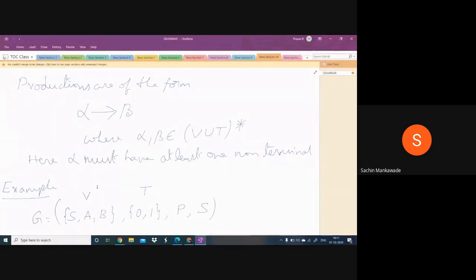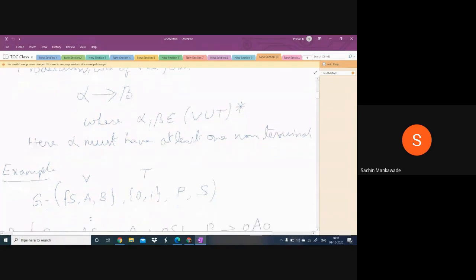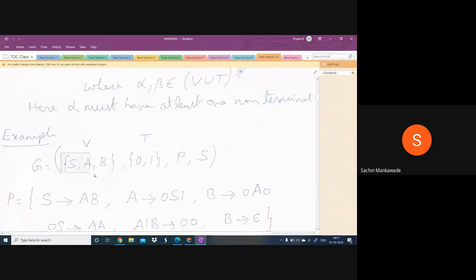Okay. See the example. Here, S, A, B are the non-terminals. The capital letters are the non-terminals. And 0 and 1 are the terminals. And productions I will define later.